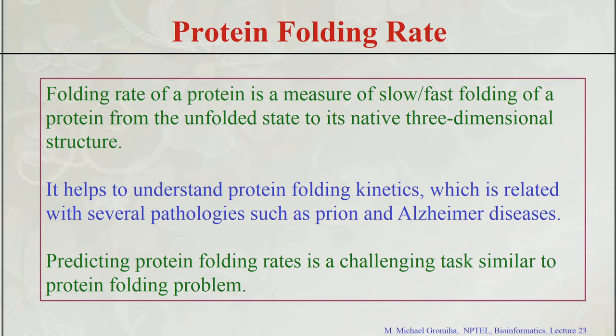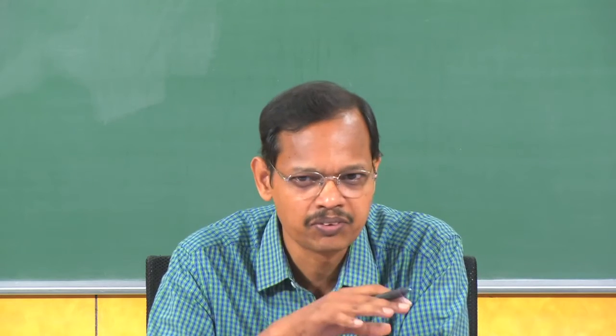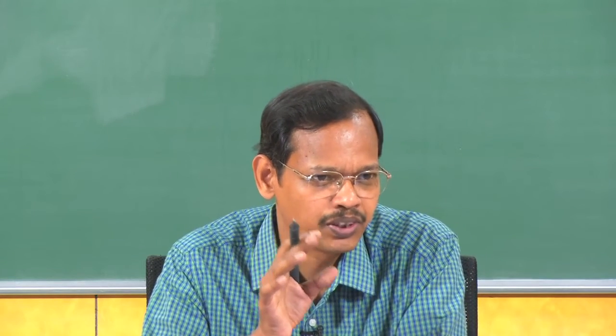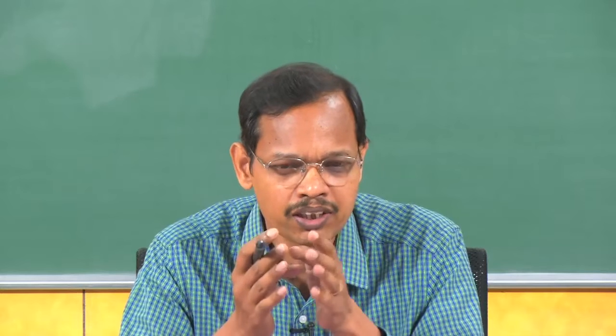So, what does the folding rate of a protein mean? It is the measure of slow or fast folding of a protein from its unfolded state, the random coil conformation, to its native 3-dimensional structure; how long a protein will take to fold into a native 3D structure. Why is it important? Because the folding rate helps to understand the kinetics, which is related with several pathologies like prion diseases, Alzheimer's disease and so on. So, it is very important to understand the folding rate of any particular protein as well as of the mutants, that is, what will happen if you mutate a specific residue.